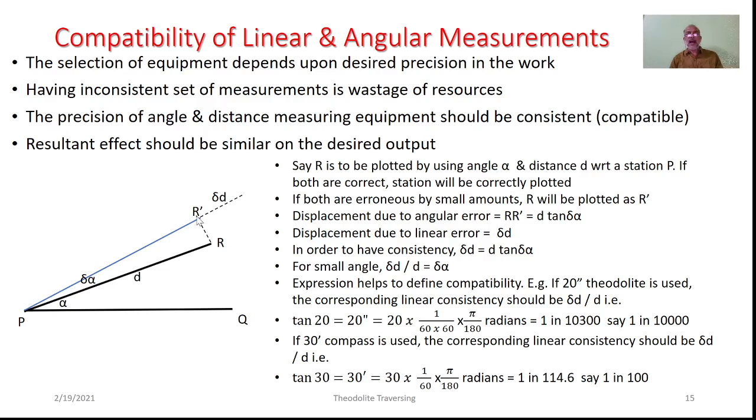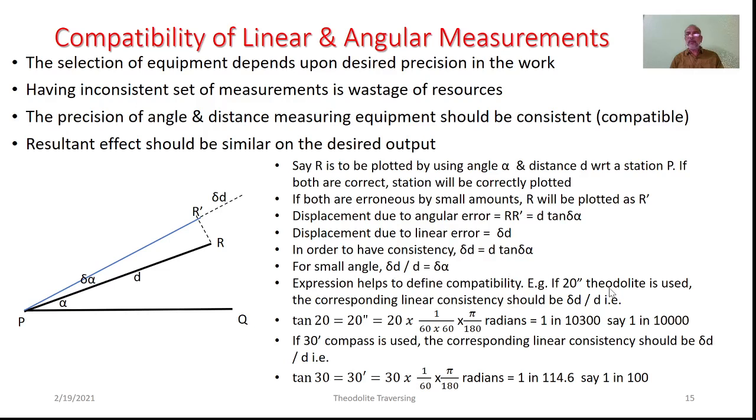Here, this R dash can be quantified as d tan of alpha, whereas this particular displacement due to the linear error, as I mentioned earlier, is nothing but delta d. In order to have this consistency maintained, this delta d should be equal to d tan of delta alpha. Here, for small angles, this delta d by d can be considered to be simply delta alpha. This particular expression helps us to define the compatibility.